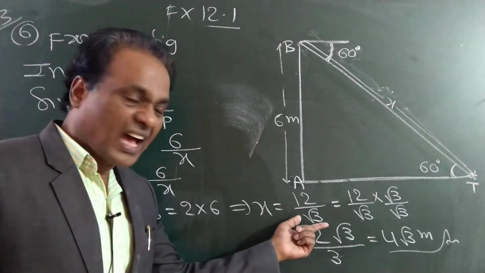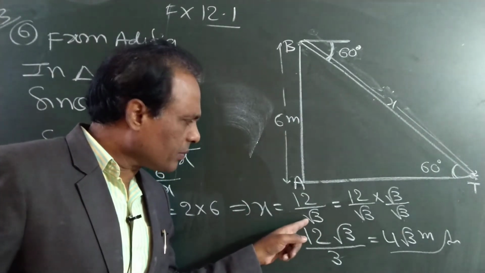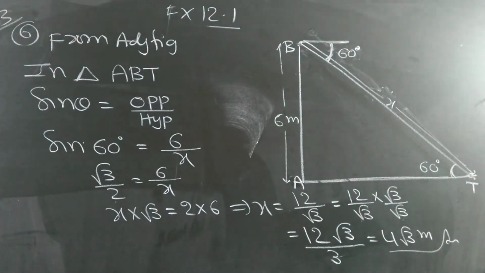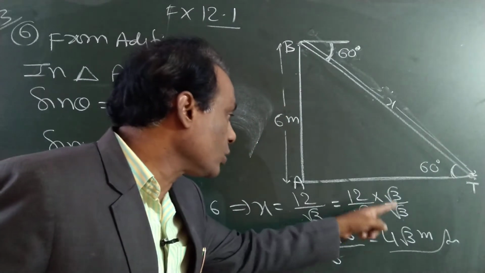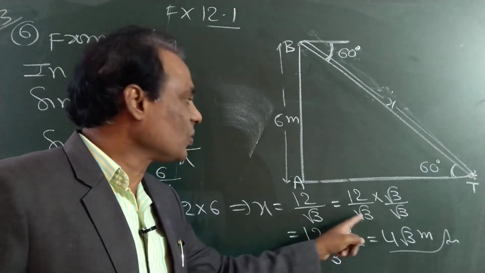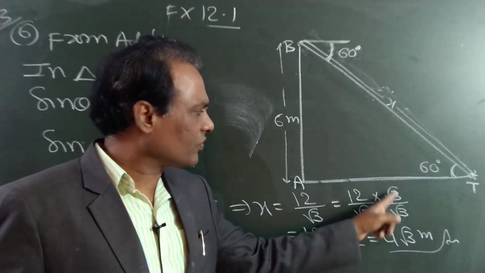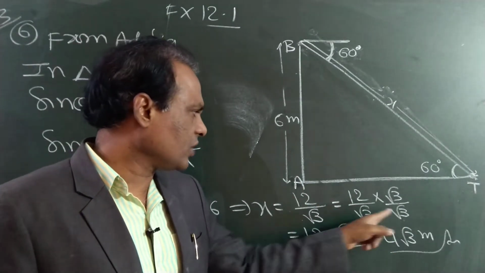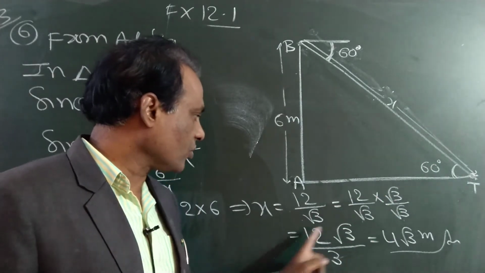12 by root 3 is the answer. For further simplification, whenever the denominator has a root, we remove the root. So multiply the numerator and denominator with another root 3. That is called rationalizing. If you multiply the numerator and denominator by the same number, there is no change in the value. Root 3 by root 3 is 1 only. So root 3 into root 3 is 3, 12 root 3 by 3. 3 fours are 12. So 4 root 3 is the answer.